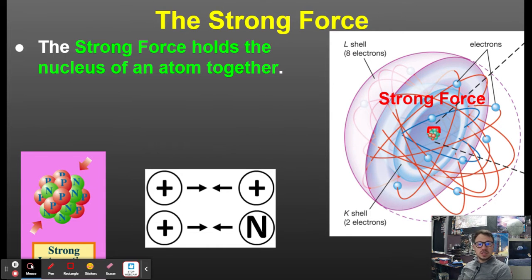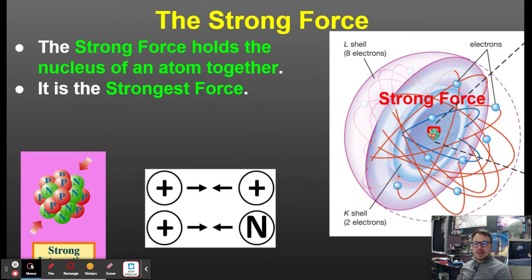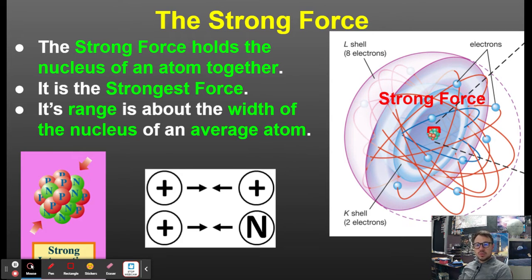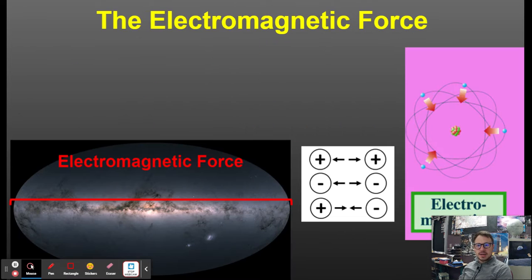The first is the strong force. The strong force holds the nucleus of an atom together. It is the strongest force. Now the range is about the width of the nucleus of an atom. So you can see in that diagram, it doesn't really reach beyond the nucleus of an atom.